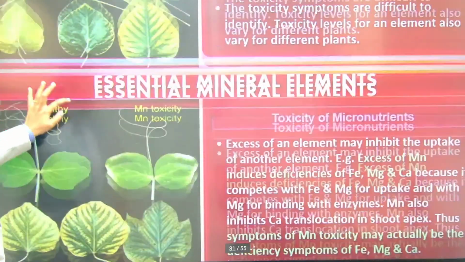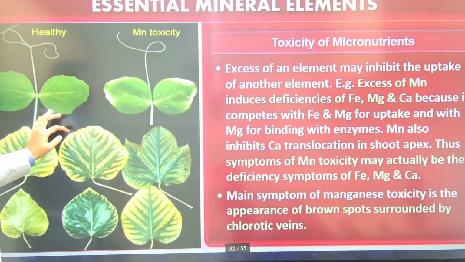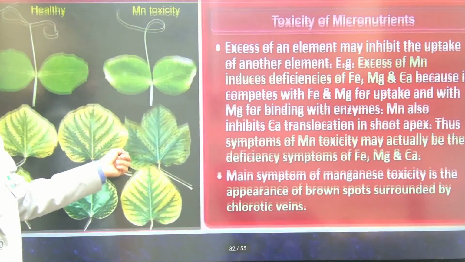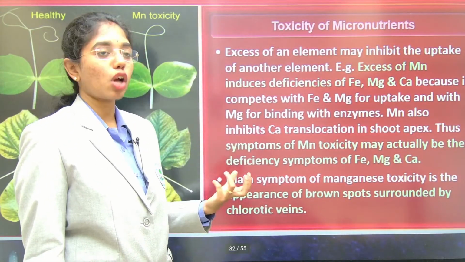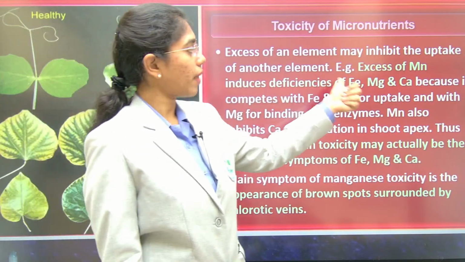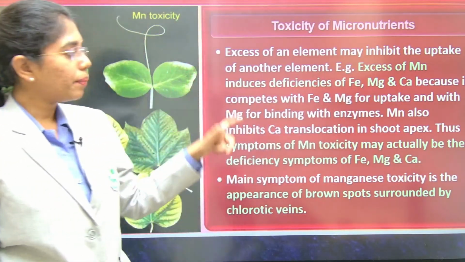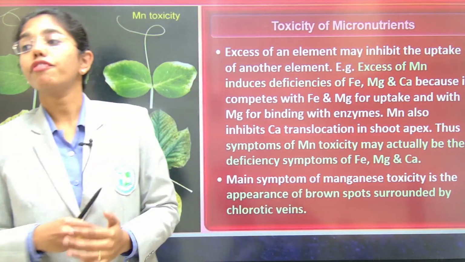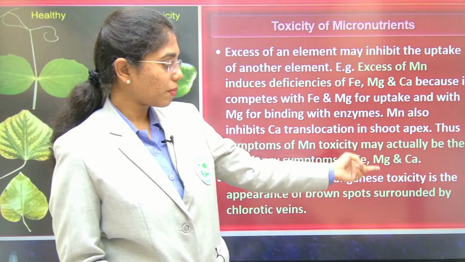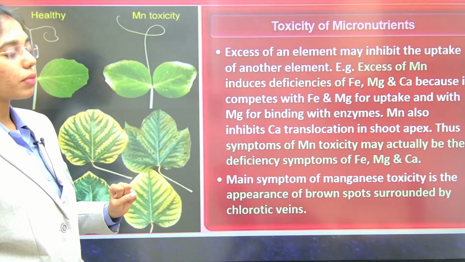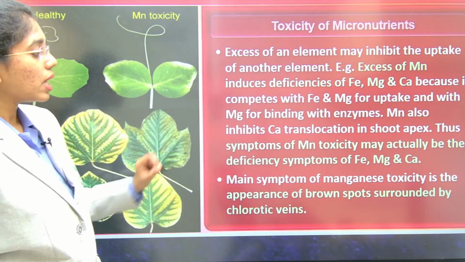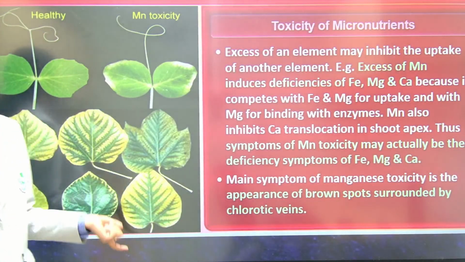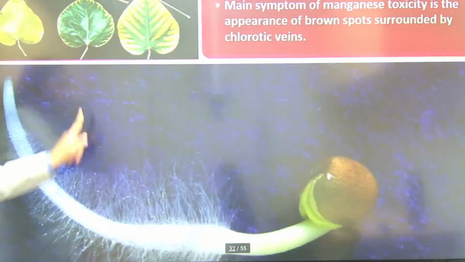Next is toxicity. Excess of any element will lead to toxicity. For example, excess of manganese will lead to deficiency of iron, magnesium and calcium. Important: thus, symptoms of manganese toxicity are nothing but deficiency symptoms of what? Ferrous, magnesium and calcium. The main symptom of manganese toxicity you can see is the appearance of brown spots surrounded by chlorotic veins.